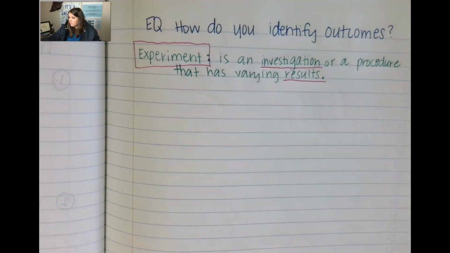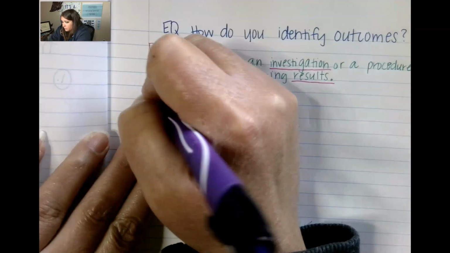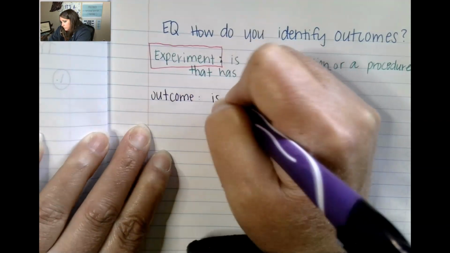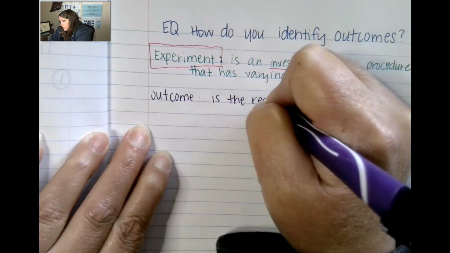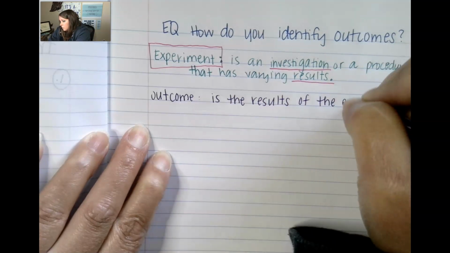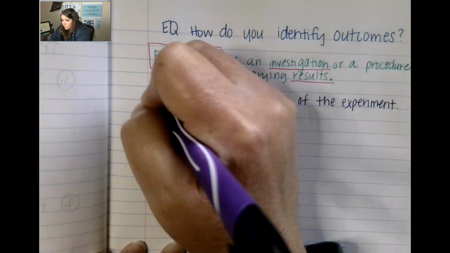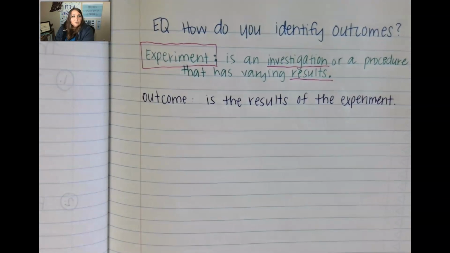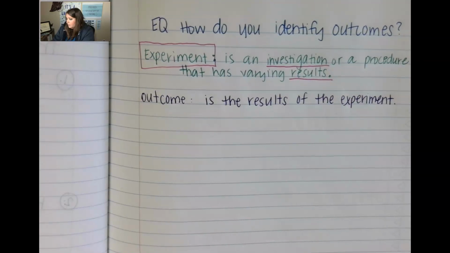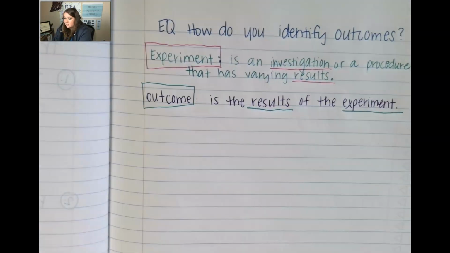Okay, the next word that I want to look at is the word outcome. The outcome is the results from the experiment. So the outcome is the result or results of the experiment that you do. So the outcome is what you get when you do the experiment. When you do the experiment, it's the answers.